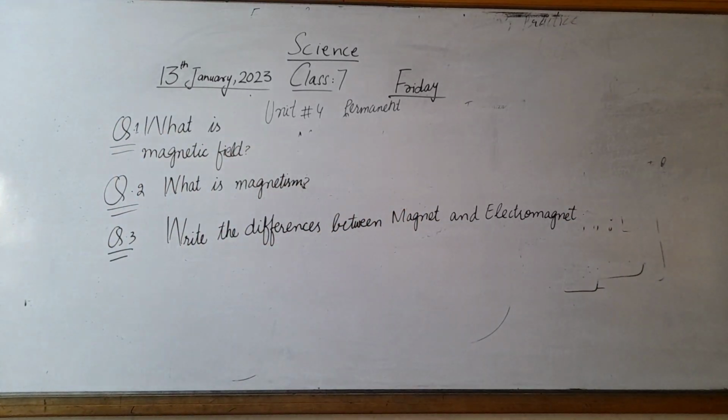You will search for these questions from the internet also, or you can find the answers of these questions from your book. Today's lesson will be helpful in writing the answers of these questions. What is magnetic field? What is magnetism? Write the difference between magnet and electromagnet. You will write these questions in your own notebook, and on Monday I will take your notebooks.